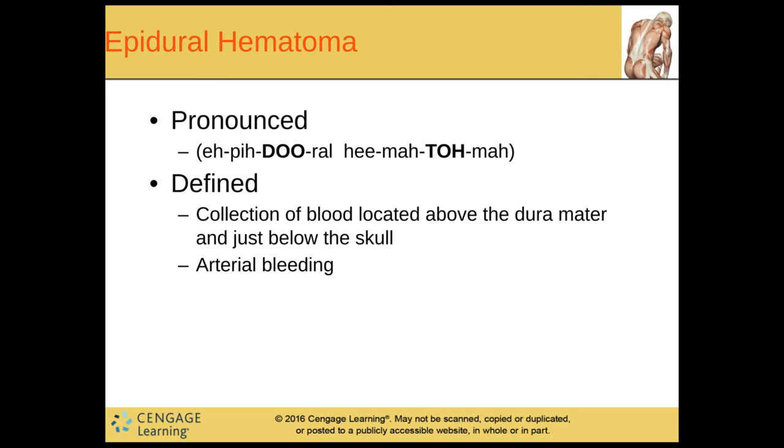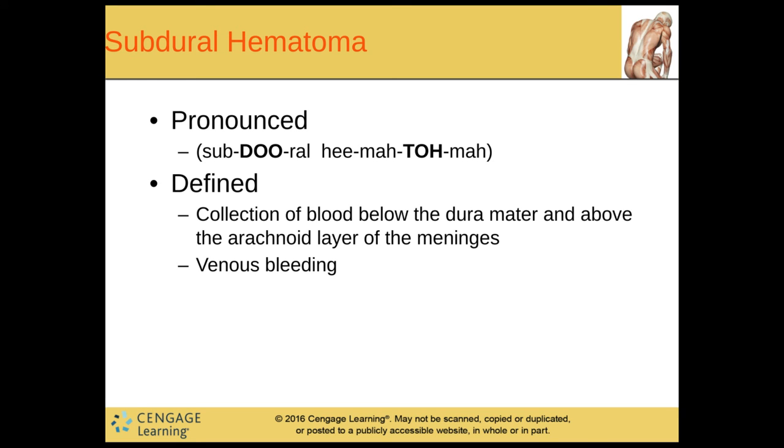This is an epidural hematoma. So this is a collection of blood located above the dura mater and just below the skull. And it's arterial bleeding, basically. Subdural hematoma. So this is a collection of blood below the dura mater and above the arachnoid layer of the meninges. So this is venous, meaning vein bleeding.